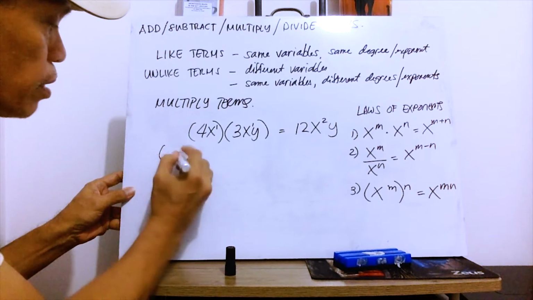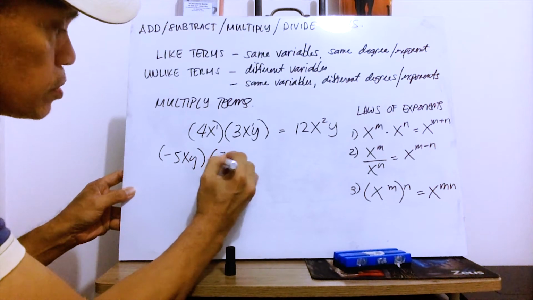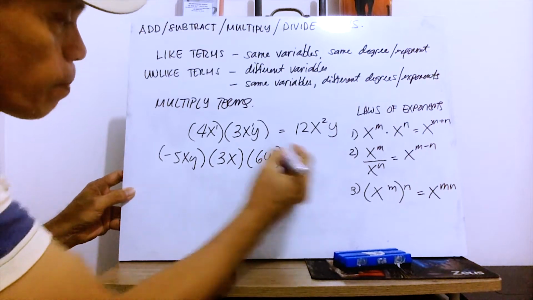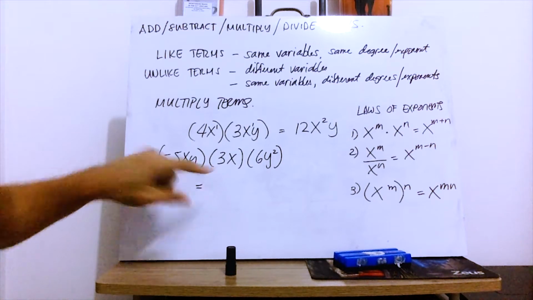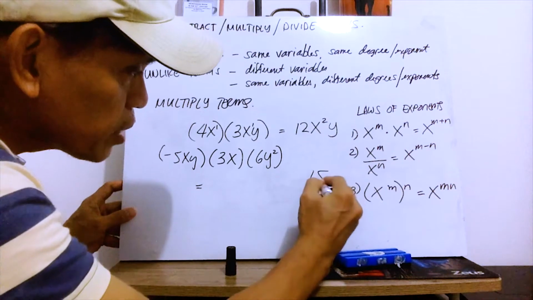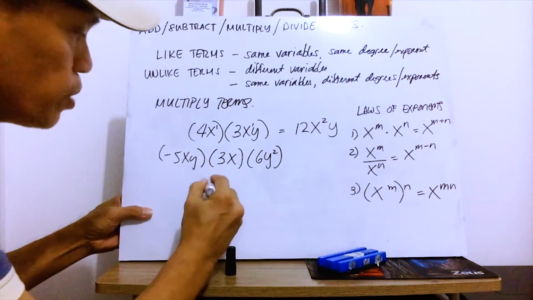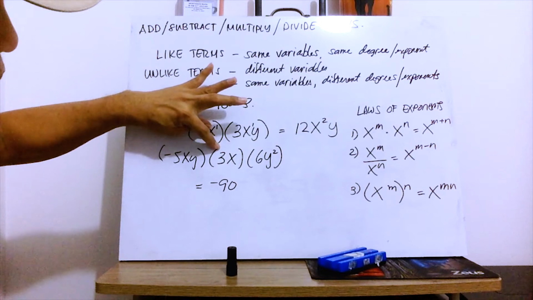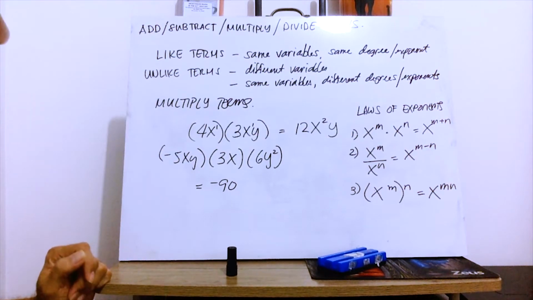Right? Negative 5xy times 3x times 6y squared. What do we get? Okay, so negative 5 times 3 is negative 15. And negative 15 times 6, let's check, that's 30, it's 90. Okay, so negative 90. Begin with the constants first. So negative 5 times 3, that's negative 15. Negative 15 times 6, that's negative 90.